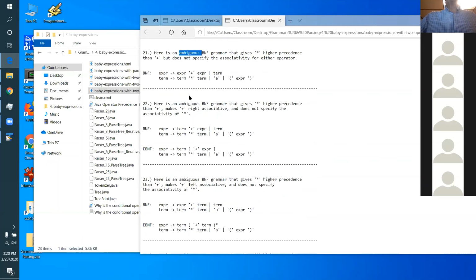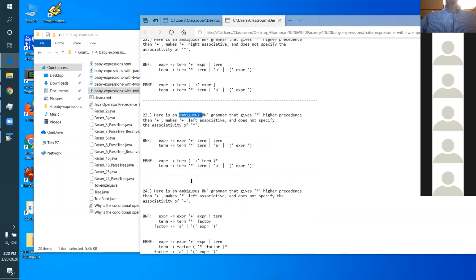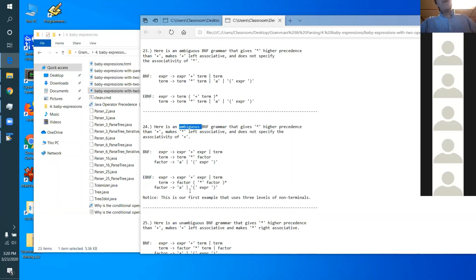This one's ambiguous, this one's ambiguous, this one's ambiguous. This is another one that's ambiguous. Just like before, there's a bunch of ambiguous ones, and they're just mixing. They always have some left recursion mixed with right recursion. So here there's left and right recursion. Here there's left and right recursion. Here it's in the term, here it's in the expression.